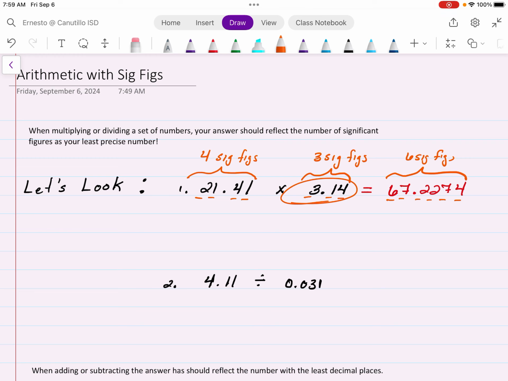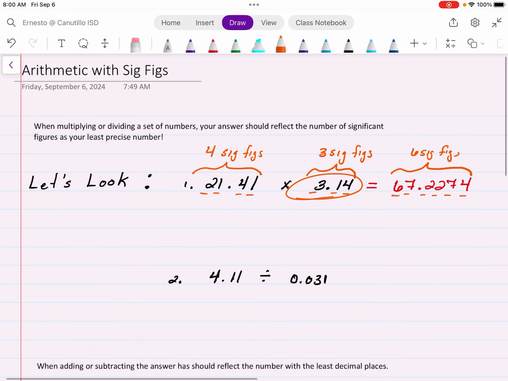So when you're looking at this answer, if you present it to 6 significant figures, it's incorrect. If you present it to 4 significant figures, that's also incorrect, because remember, the least precise number that you have is only 3 significant figures. So to shrink this down, we're going to round and try to get it to 3 significant figures. So how do we do that?